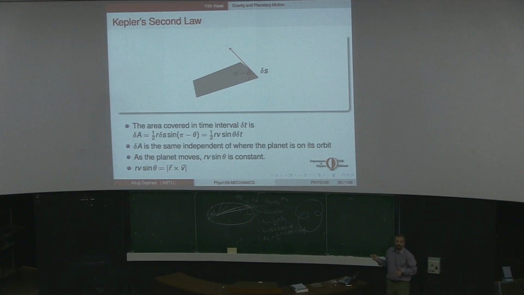Now, what does this vector product stand for? r cross v. What is the meaning of r cross v? We will study it in a future chapter. We will see that this basically means that the angular momentum is conserved. So Kepler's second law tells us that the angular momentum of planets is conserved.